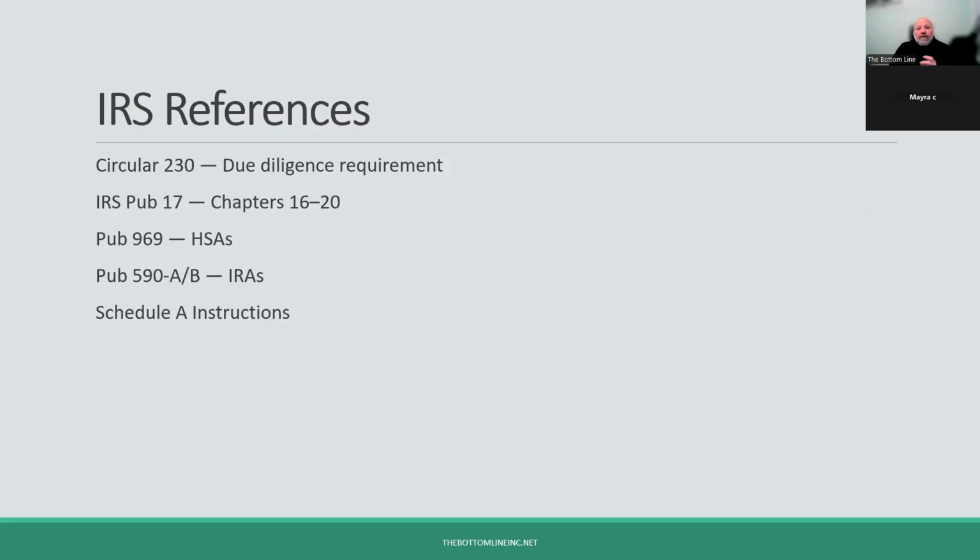All right, so here are some IRS references that we talked about. Circular 230, which is our due diligence. Pub 17, we're in chapter 16 through 20. Pub 969 talks all about HSAs, and Pub 590 will talk about the IRAs. And then you have the Schedule A. They have a whole instruction manual for Schedule A.